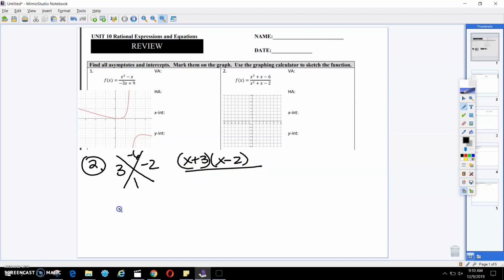In the bottom, we're going to have A times C, that's going to give us negative 2, and B is going to give us 1. What two numbers will make that happen? 2 and negative 1. So this can be rewritten as this.